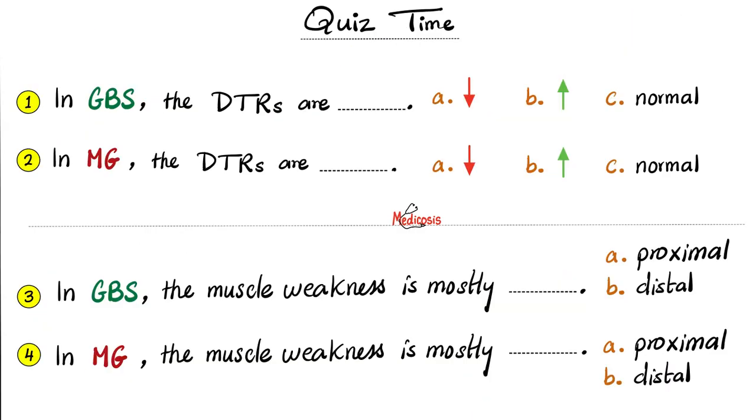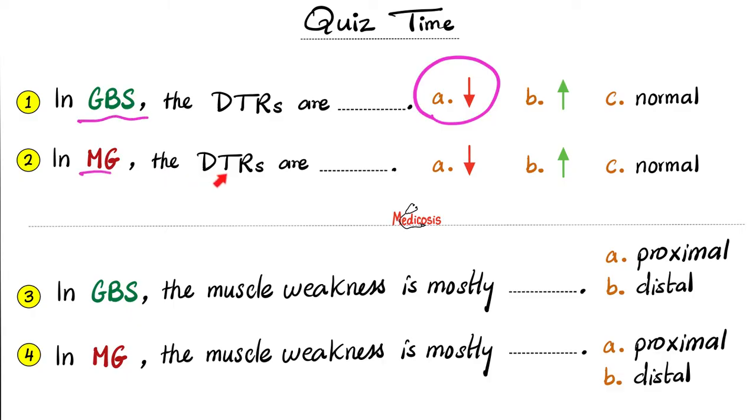Let's answer the question of the previous video. In Guillain-Barré syndrome, the deep tendon reflexes are what? Is it decreased, increased, or normal? Please pause the video and try to answer this. The correct answer is absent because of the demyelination of the peripheral nerves.